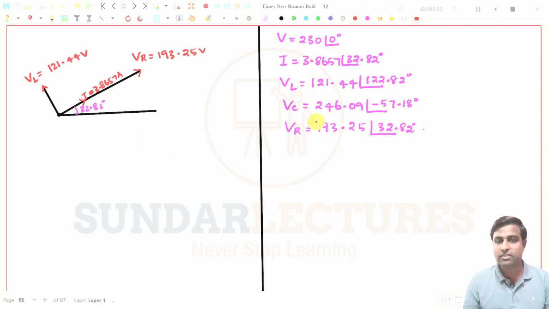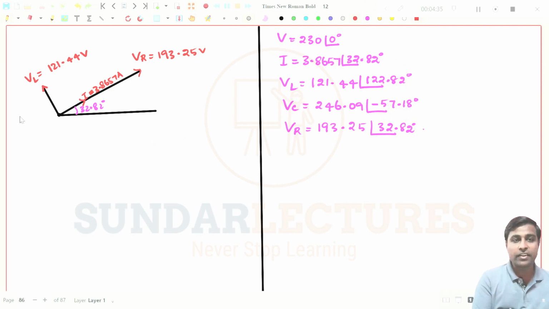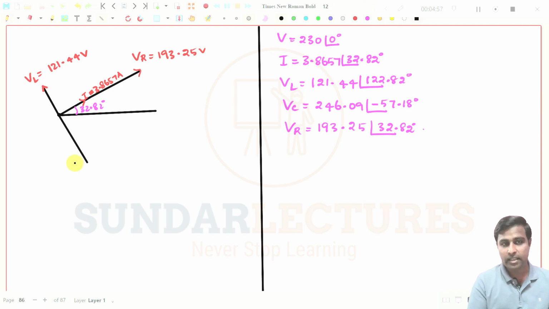Next one is VC. VC is minus 57.18 degree with an amplitude of 246.09. See, it is a negative angle. If it is a negative angle, it will be measured in negative from the reference 0, with 90 degree in the negative direction, and it should lie somewhere here, because it is minus 57.18 degree. It may be like this, because this amplitude is very high. I am just drawing it like this.